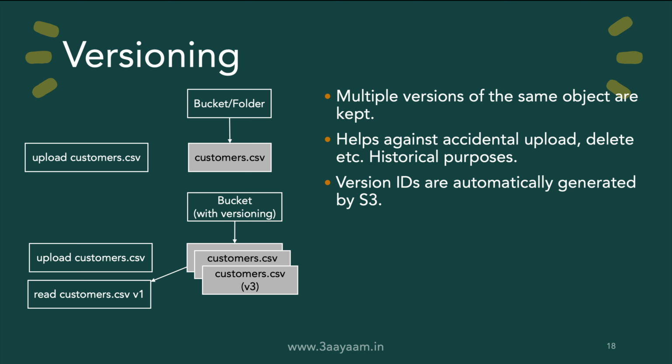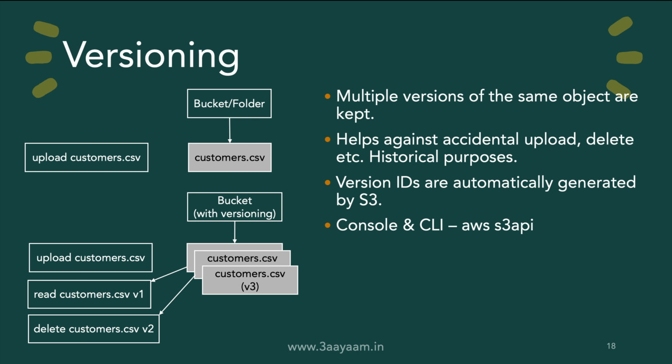Let's say we see there's some problem with version 3. We can read the first version, which is customers.csv v1. We can also delete individual versions, like delete customers.csv version 2, because that might be a wrong file which was an accidental upload. So we can delete it. If we delete customers.csv, the latest version, we will still have version 1 and version 2 available with us in the bucket.